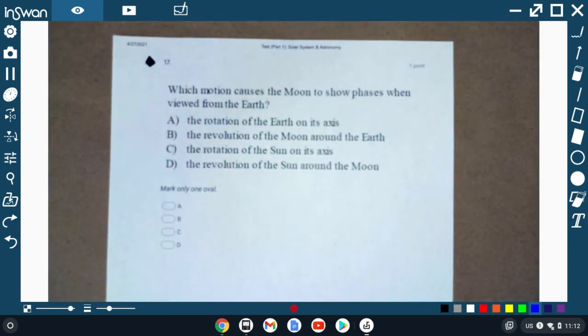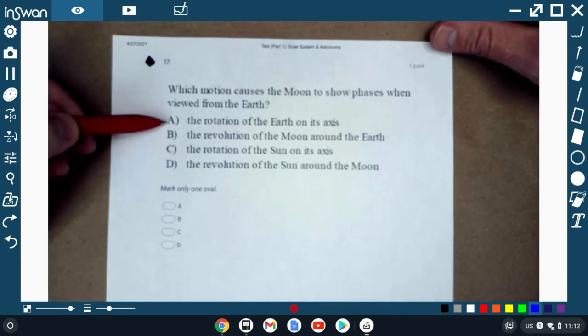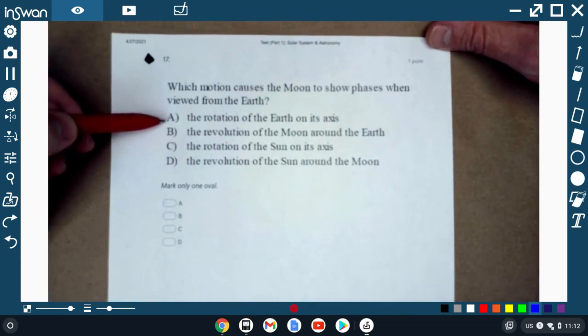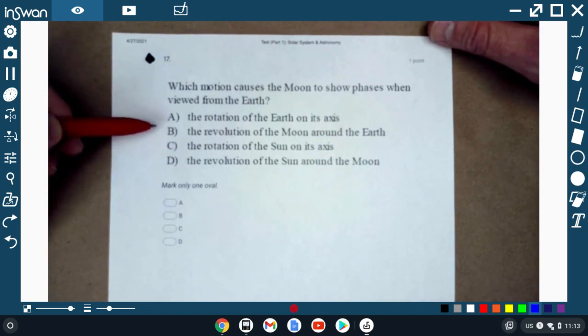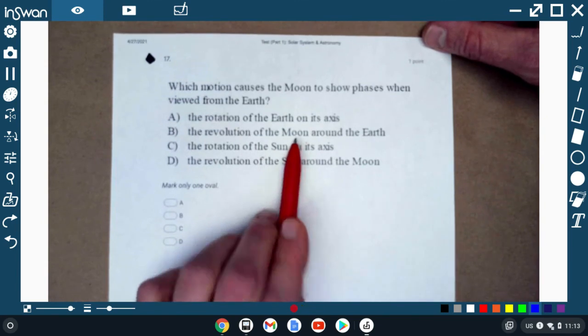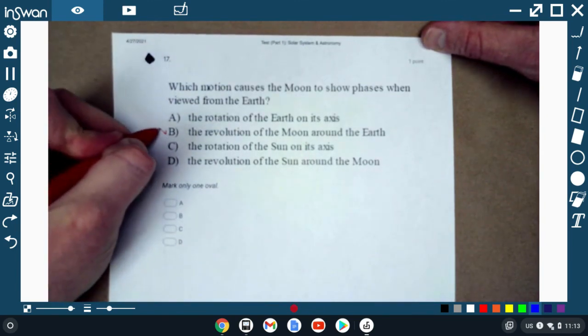Which motion causes the moon to show phases when viewed from Earth? Well, why do we see different portions of the lit up side of the moon? It's because the moon is actually moving around us. So the rotation of Earth on its axis, no, that's really going to give us day and night. The revolution of the moon around Earth, well, yeah, the moon is moving around Earth. So this seems like our best option.